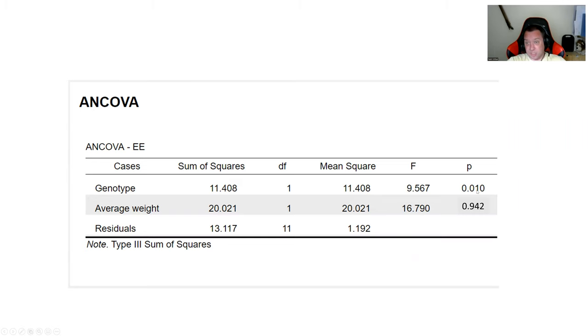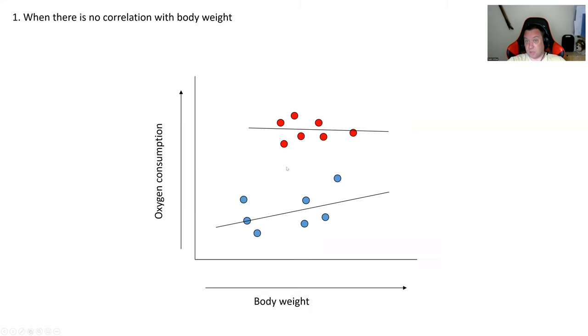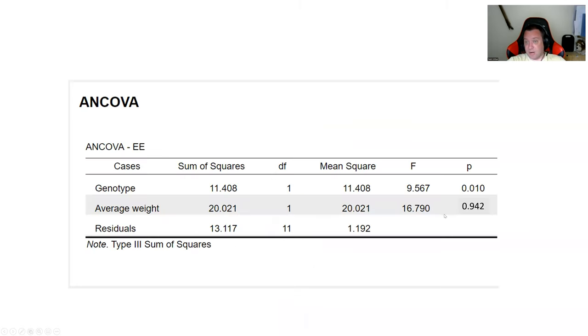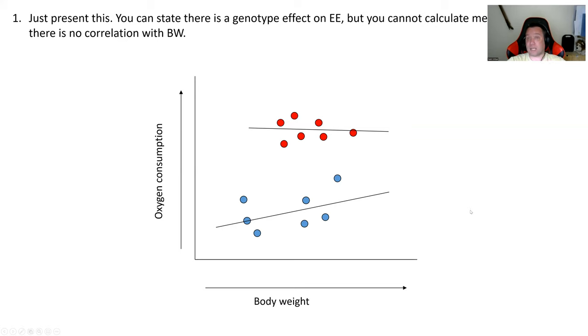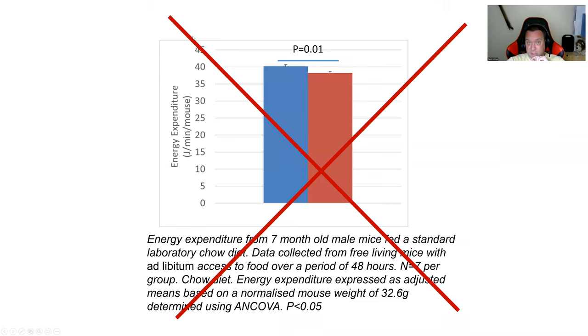So in this case, we've got a genotype effect that's significant. Average weight is not a predictor in your ANCOVA model. So this is what this will look like. If you run your ANCOVA model, your average weight will be non-significant, so you can't run the ANCOVA, and you should absolutely not report the estimated marginal means. You just state a genotype effect on energy expenditure, but you can't calculate metabolic rate, and you can't calculate this graph from the estimated marginal means.